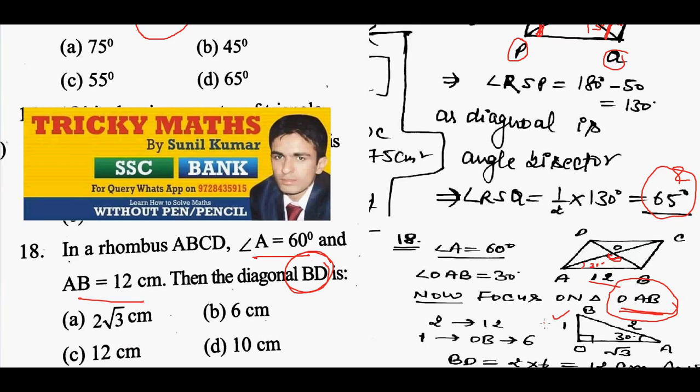See what you do in height and distance, you can use here. Whenever you have a right angle triangle with 30 and 60, in front of 30 I will write 1, in front of 60 root 3, and here 2. AB value is 12, so 2 in ratio is 12, so 1 becomes 6. What is 1? 1 is OB, this is 6, so this also becomes 6. This means diagonal BD will become equal to 12. Hope you understand.